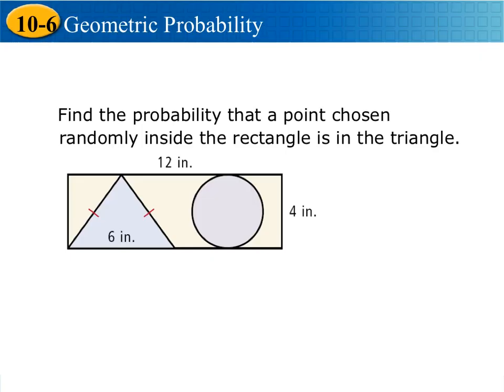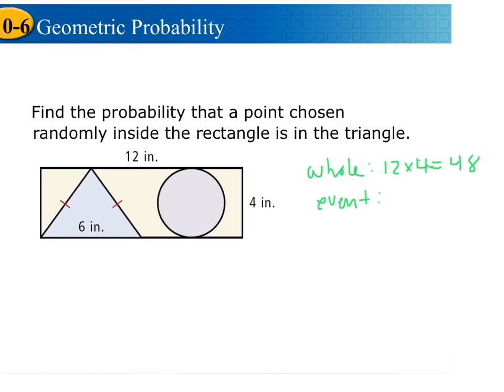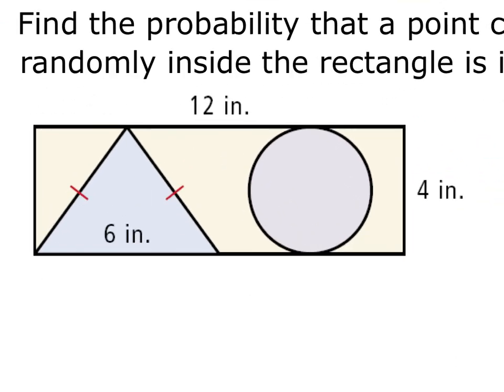Our next example, we're going to find the probability that a point chosen randomly inside the rectangle is in the triangle. So we need our whole space and we need our event. The whole space is going to be the area of the rectangle. To find the area of a rectangle, we do base times height, which will be 12 times 4. So our whole thing is going to be 48. Our event is just the area of the triangle.